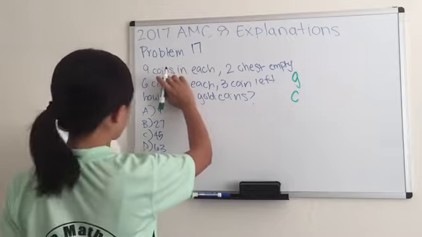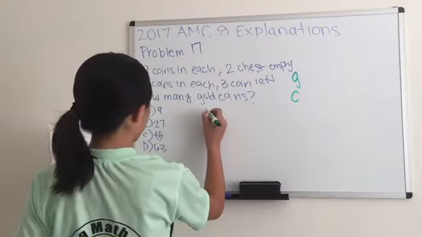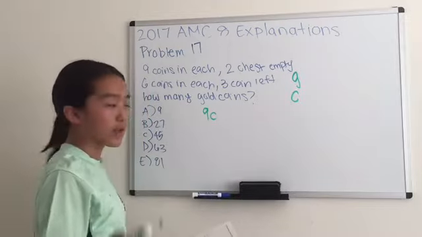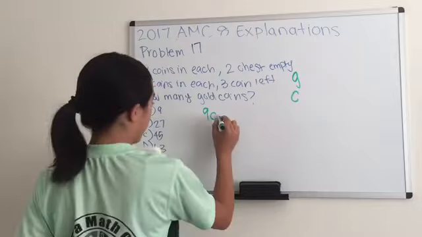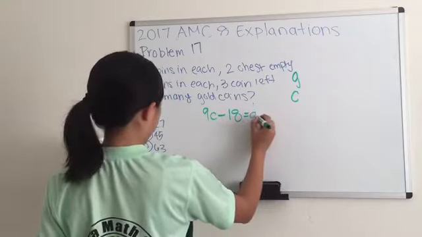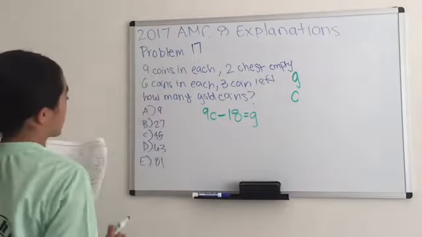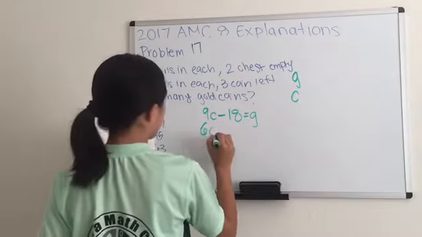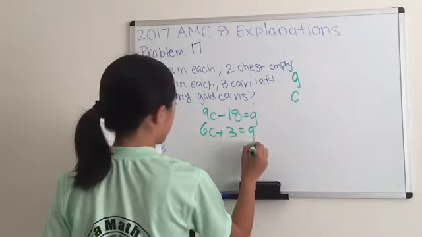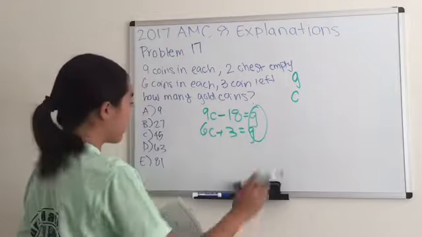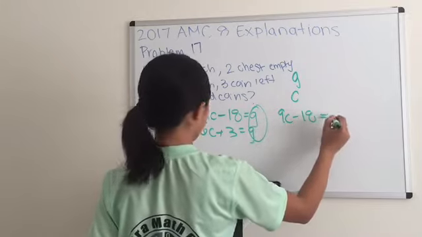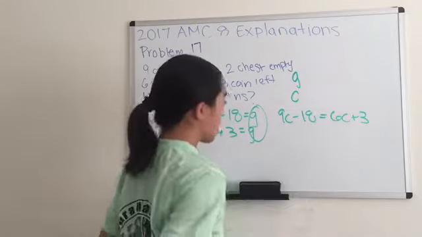If I had 9 coins in each and then I had 2 chests empty in the end, that means I had 9C, 9 coins per chest, but 2 chests empty means I had 18 coins that I needed in order to fill all the chests. So that's 9C minus 18 equals G. Now, starting with 6 coins in each, that's 6C with 3 coins left, so plus 3, because I didn't get to use 3 coins, equals G. Since these both equal G, we can make them equal to each other. So we could do 9C minus 18 equals 6C plus 3, and we could solve this out.